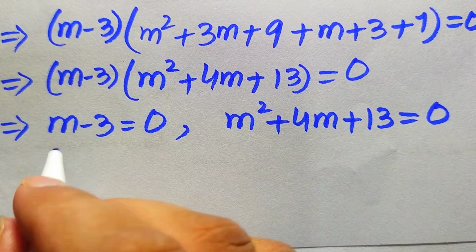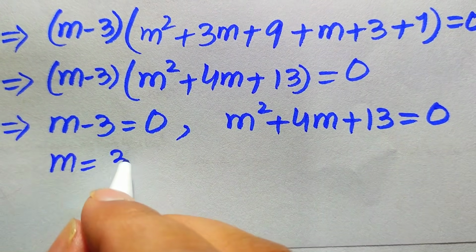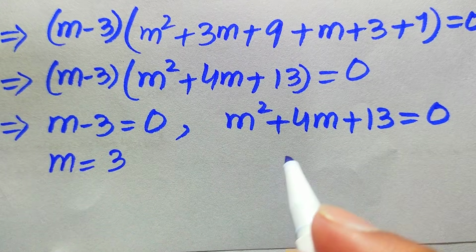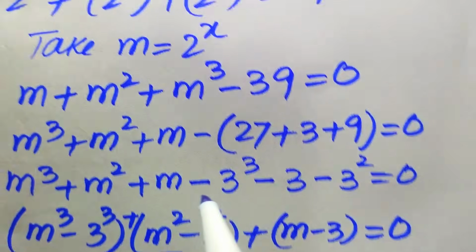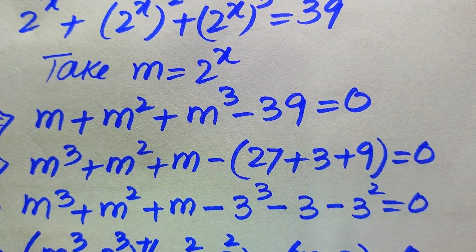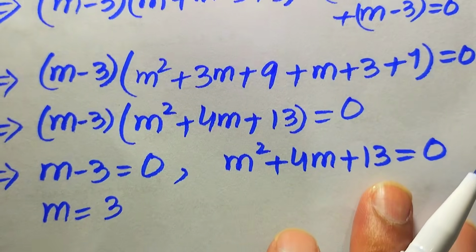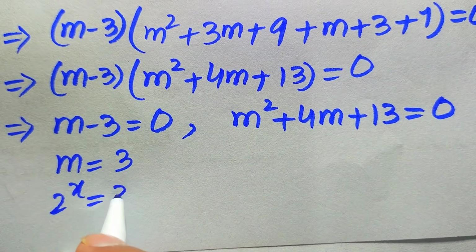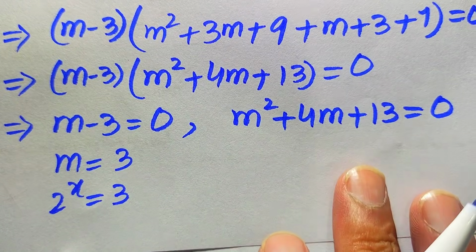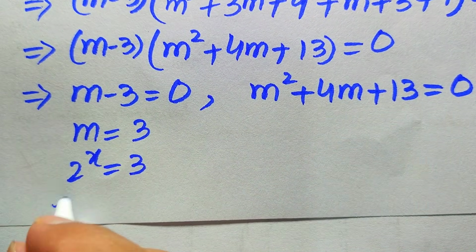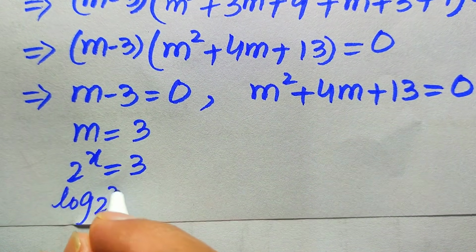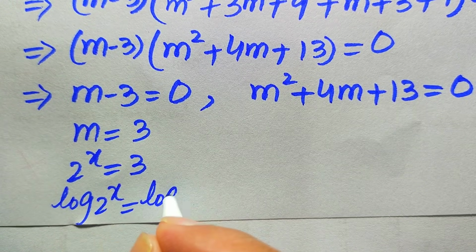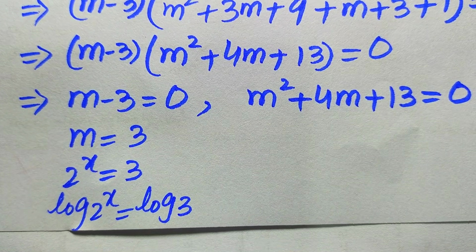So from the first case we easily get the value of m is equal to 3, and here we back substitute the value of m, where m is equal to 2 to the power of x. So when we put this value of m here, we get 2 to the power of x is equal to 3. And for the value of x, we apply log on both sides and we get log of 2 to the power of x is equal to log of 3.